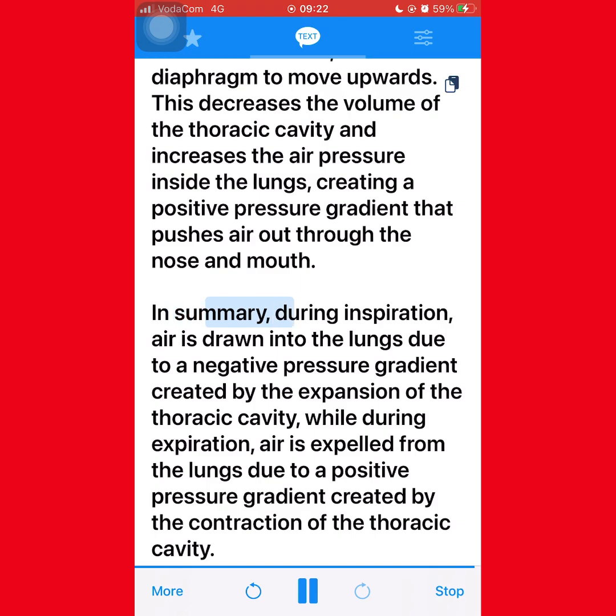In summary, during inspiration, air is drawn into the lungs due to a negative pressure gradient created by the expansion of the thoracic cavity, while during expiration, air is expelled from the lungs due to a positive pressure gradient created by the contraction of the thoracic cavity.